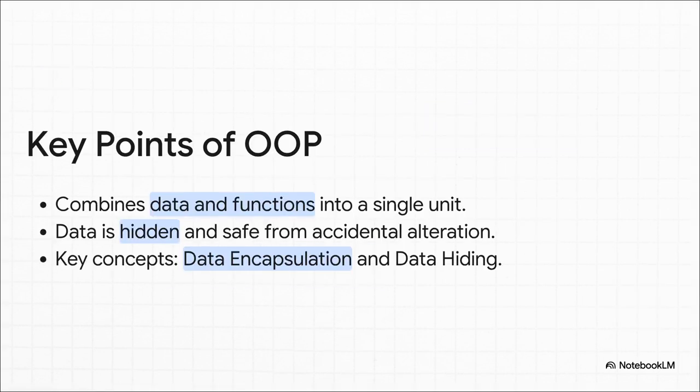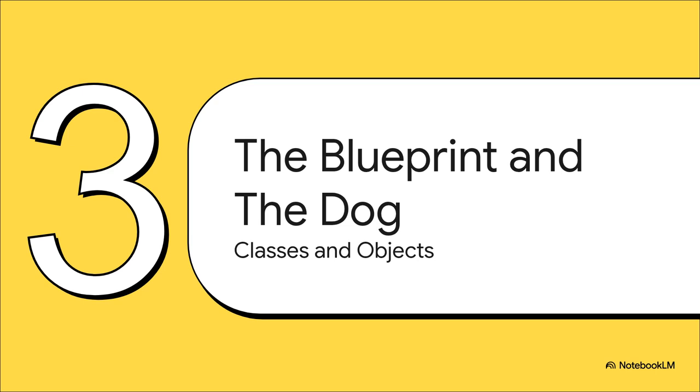So how does it pull this off? Well, in OOP, you bundle the data and the functions that use that data together into one self-contained unit. This means the data is basically hidden away. It's protected from accidental changes, which leads to two of its most powerful features, data encapsulation and data hiding. Okay, to really let this sink in, we're going to use a super simple but really powerful analogy. This is where all those abstract ideas of OOP start to become concrete and just click.